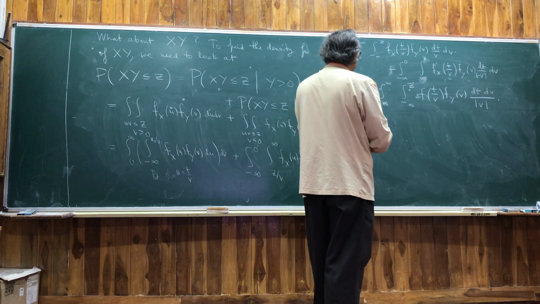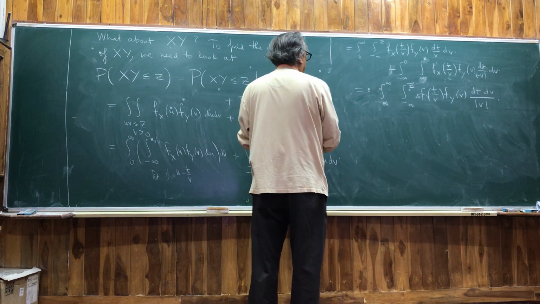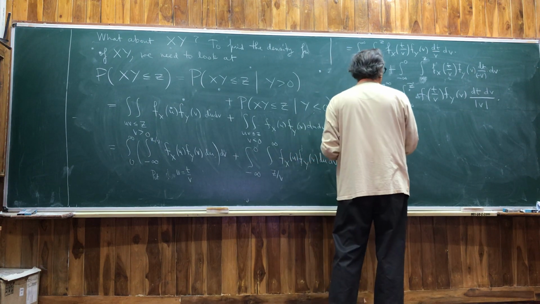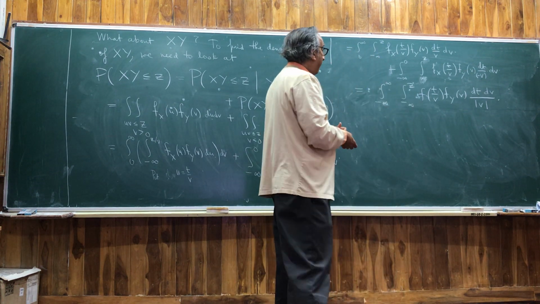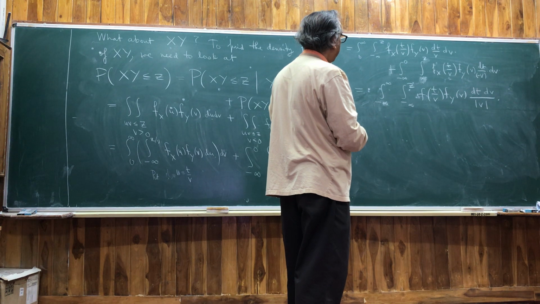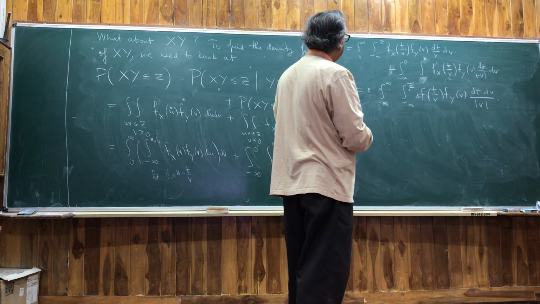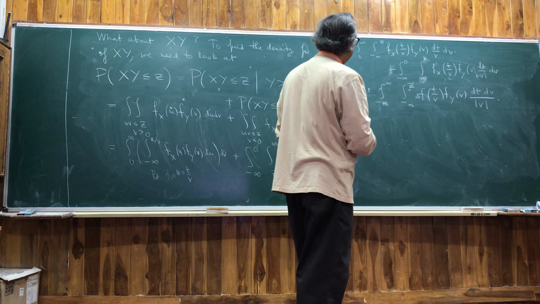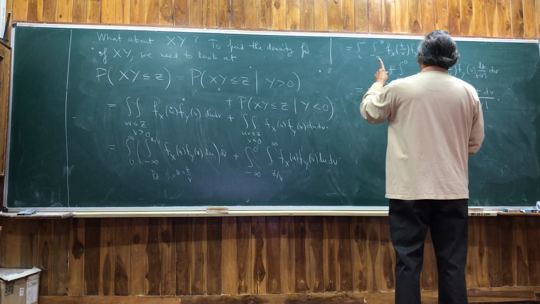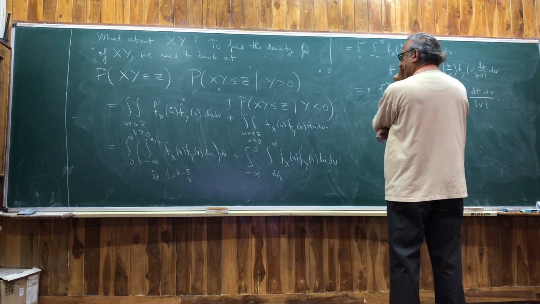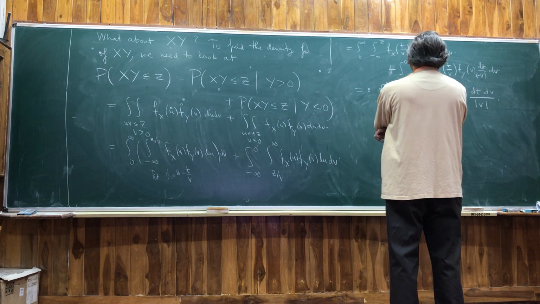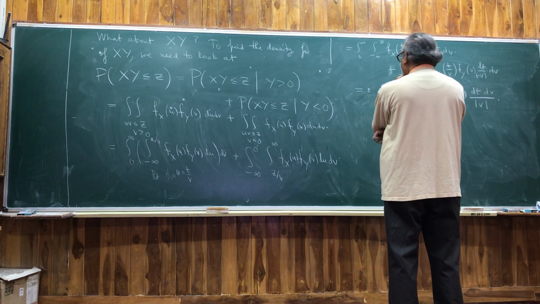Okay, now this is it. We've done essentially the calculation, because the integral in t is different. The integral in t on the first one is from minus infinity to z, and the second is from infinity to z.